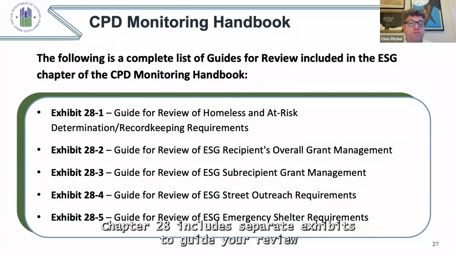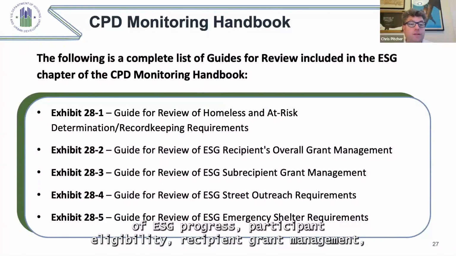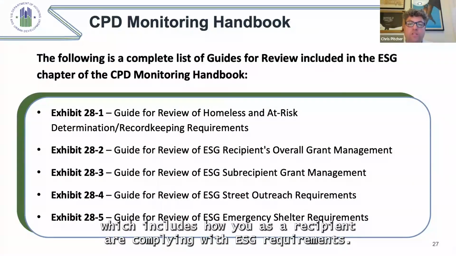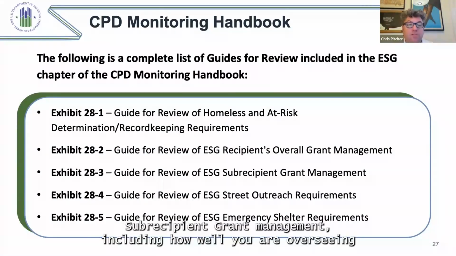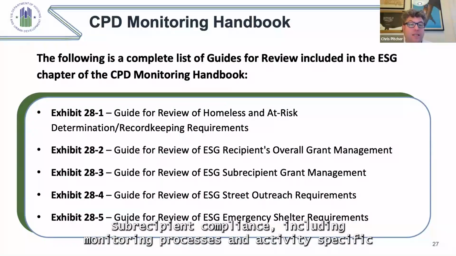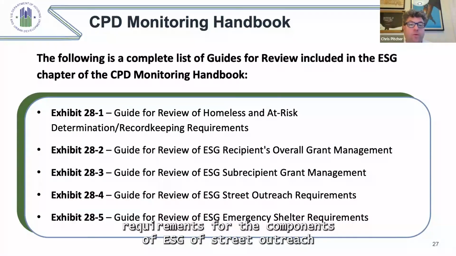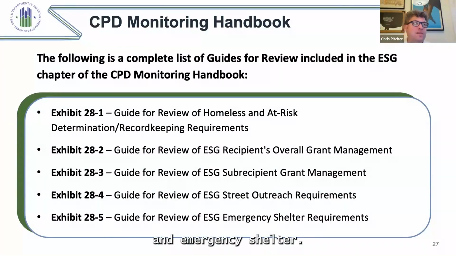Chapter 28 includes separate exhibits to guide your review of ESG program participant eligibility. Recipient grant management, which includes how you as a recipient are complying with ESG requirements. Subrecipient grant management, including how well you are overseeing subrecipient compliance, including monitoring processes, and activity-specific requirements for the components of ESG of street outreach and emergency shelter.